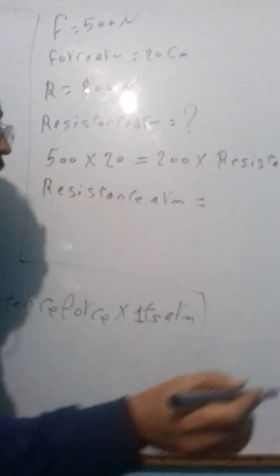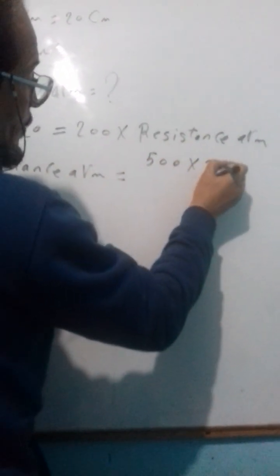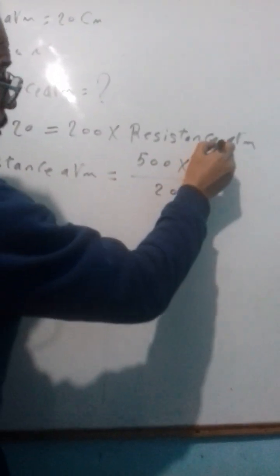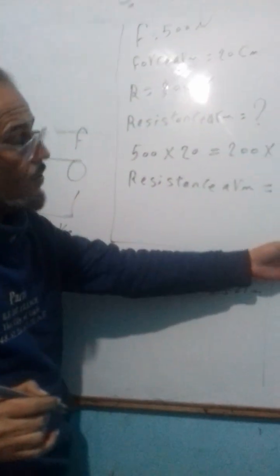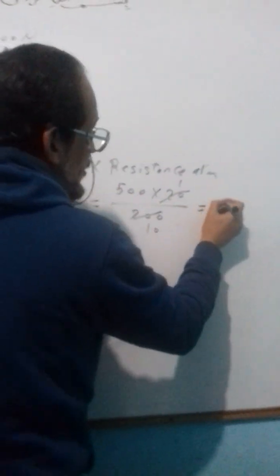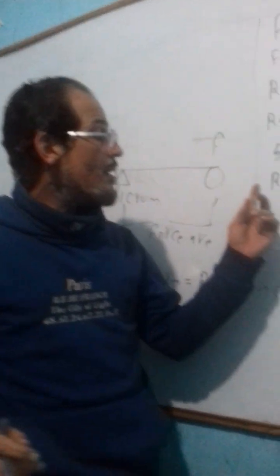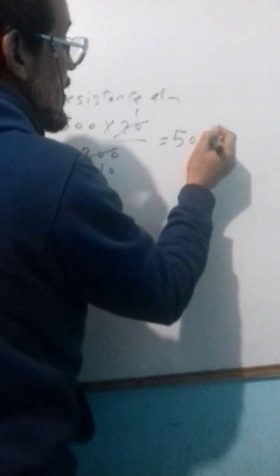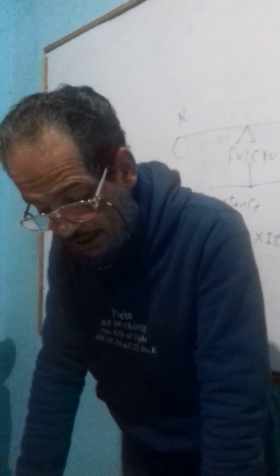equal 500 by 20 over 200, which is 10000 over 200 equal 50 centimeter. For that the resistance arm equal 50 centimeter. This is the solution of this problem.